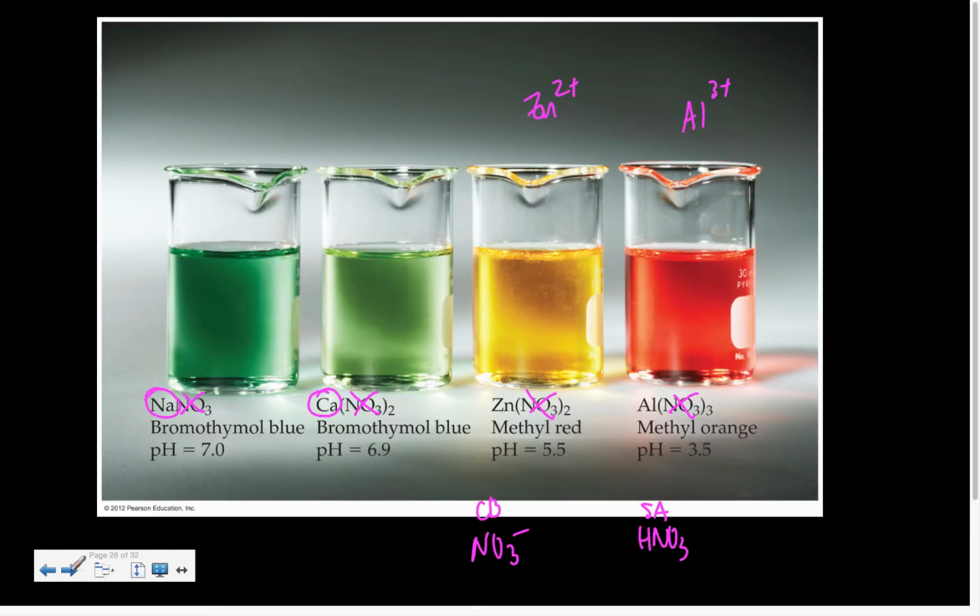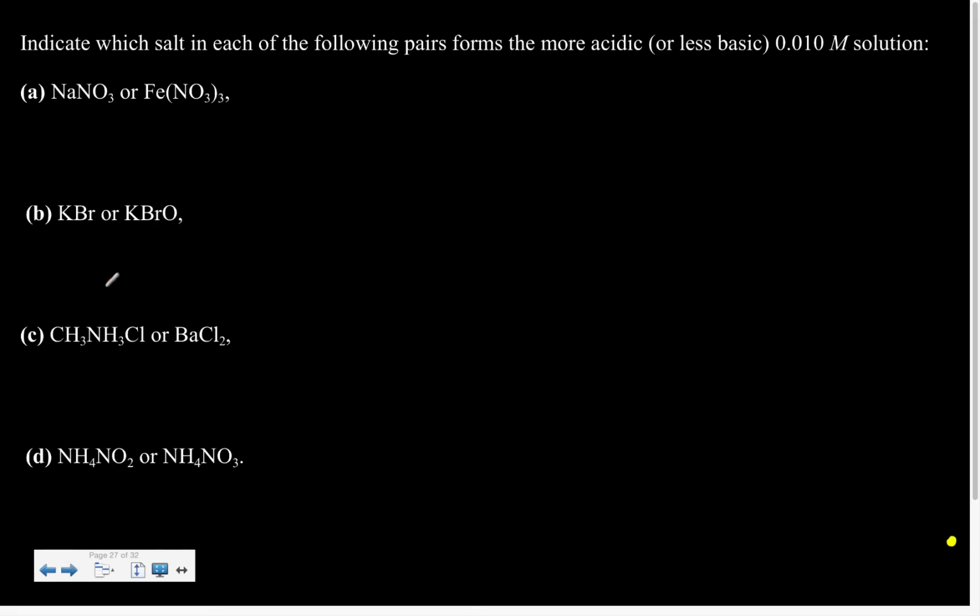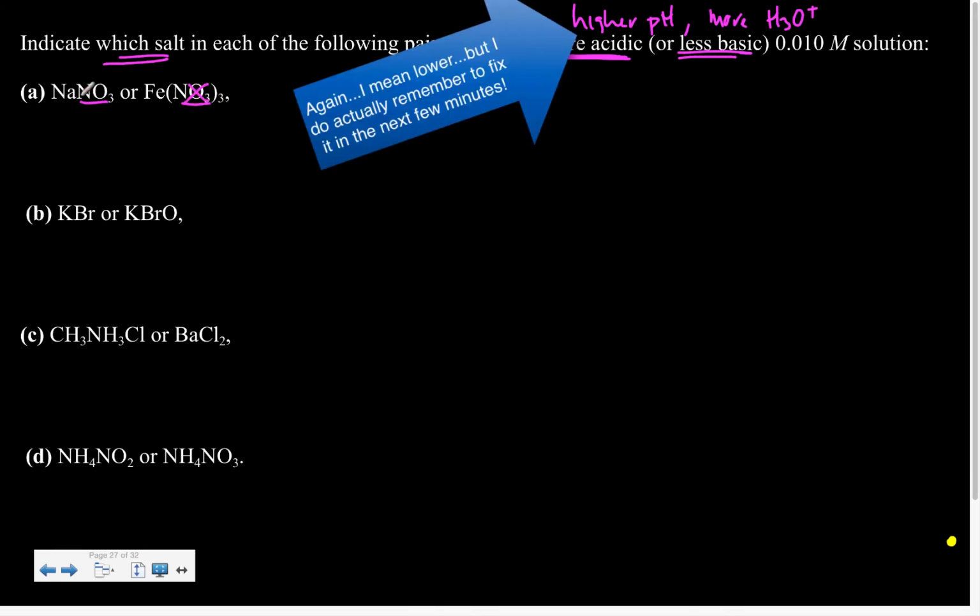All right, next up. Here, we're going to do some analysis. So indicate which salt in each of the following pairs forms the more acidic or less basic 0.1 molar, 0.01 molar solution. More acidic, let's think about what that means. More acidic means lower pH, which means more H3O plus. So that's what we're really looking for. So thinking about that, looking at our species, here they have the nitrate ion in common, and we just talked about the nitrate ion as being negligible.